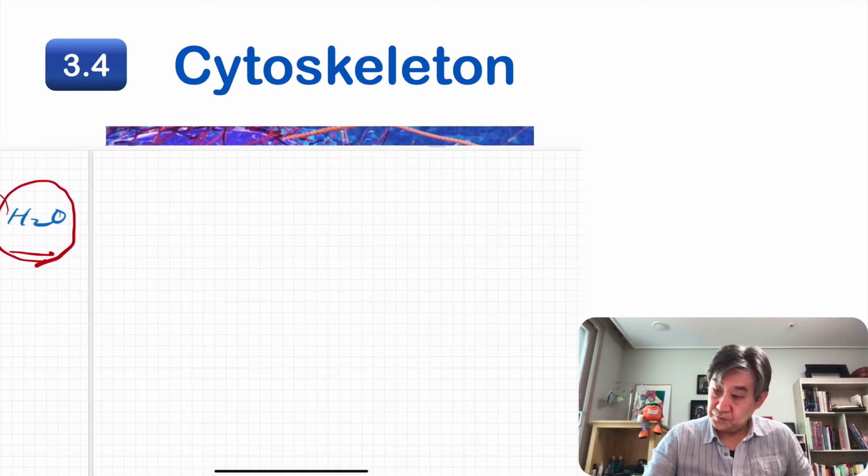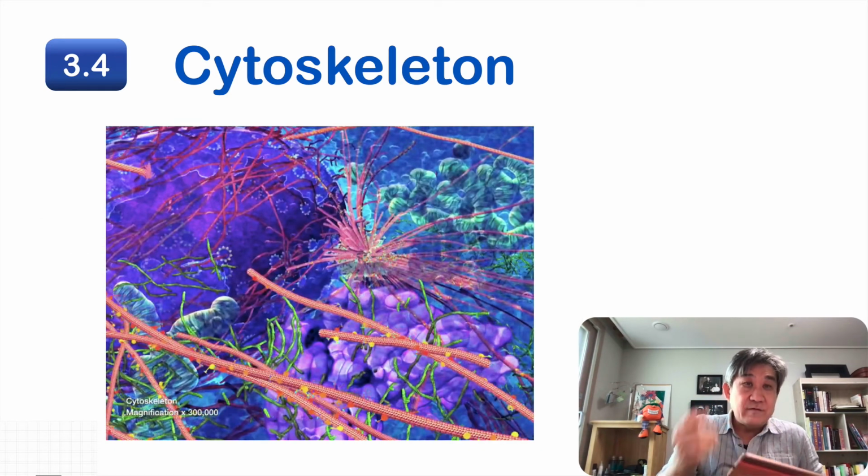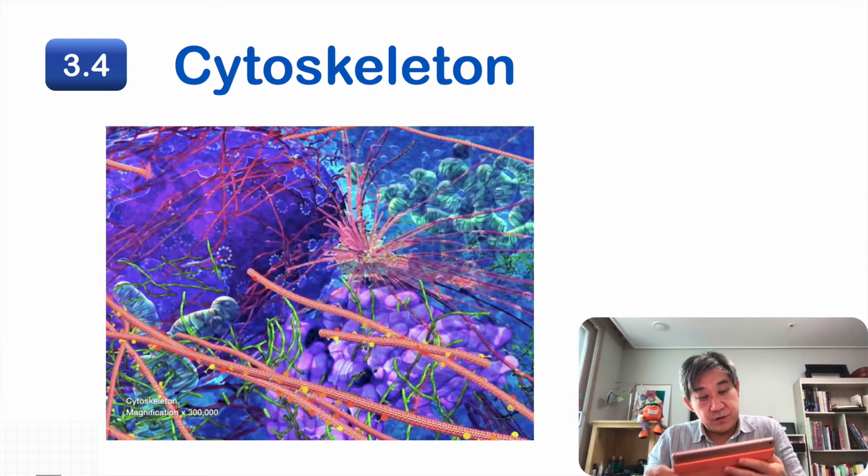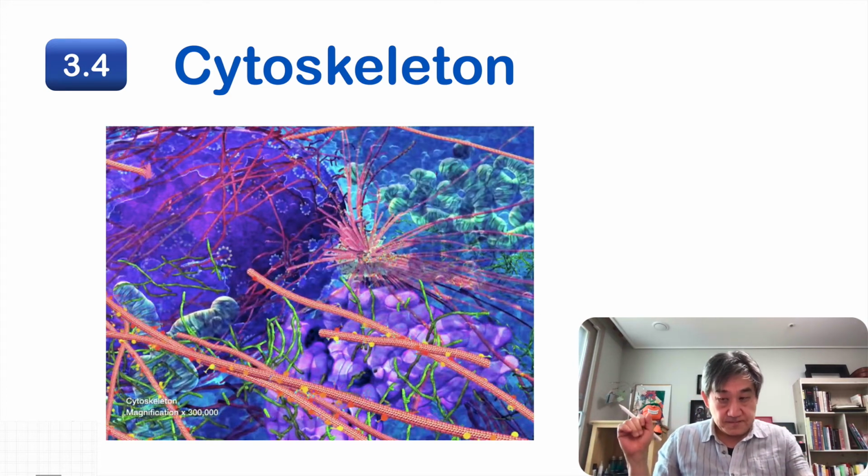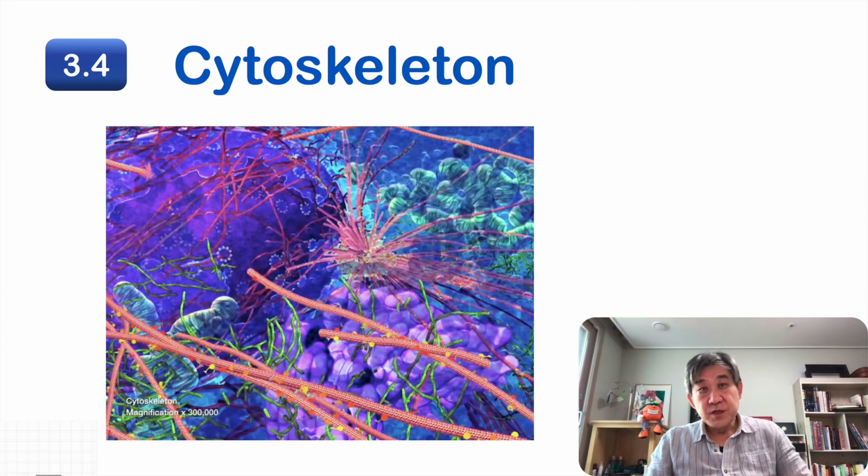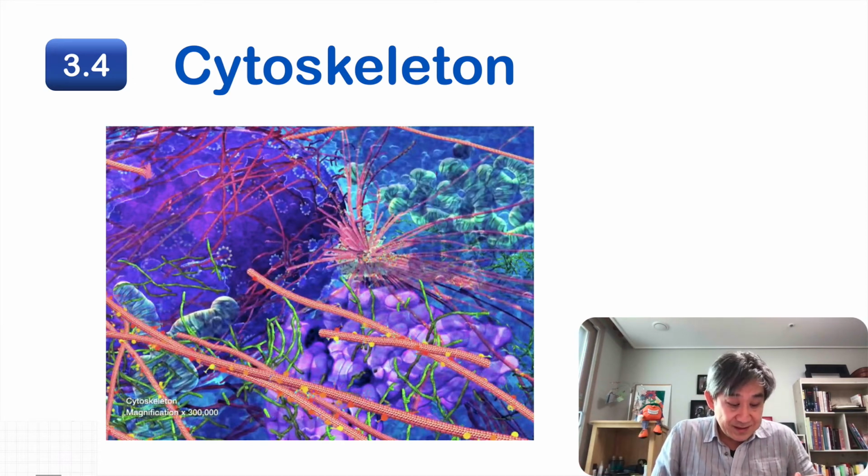Now, the final section of this chapter 3 is about the internal skeleton of the cells. Each eukaryotic cell has an internal skeleton system, just like our body is supported structurally by bone, the skeletal system. So they are collectively called the cytoskeleton.